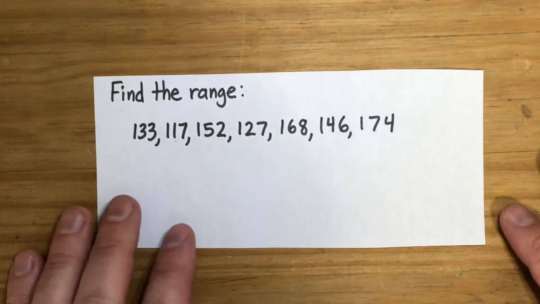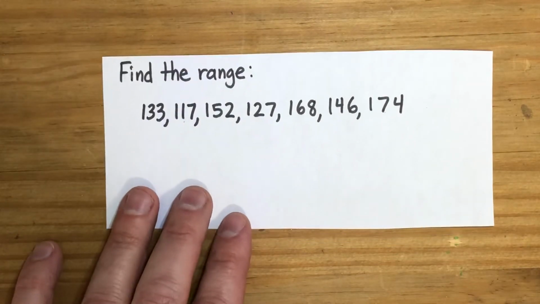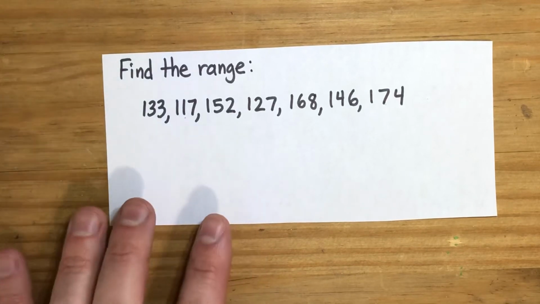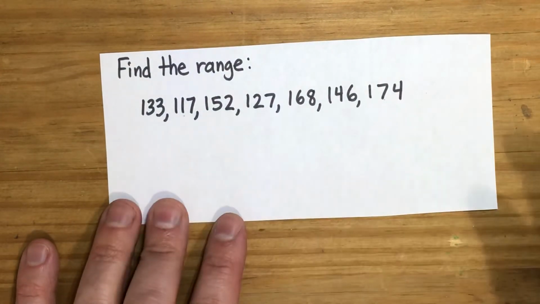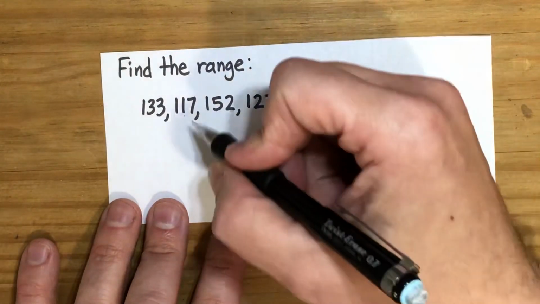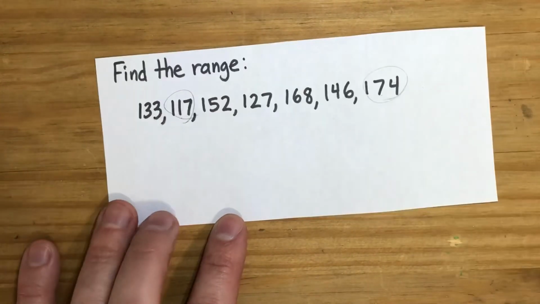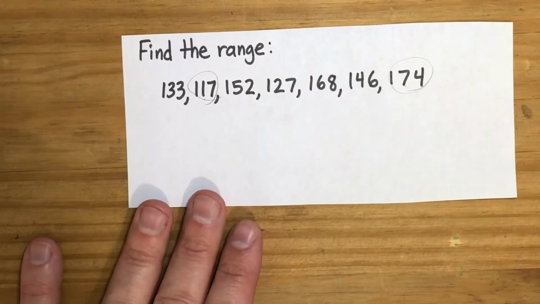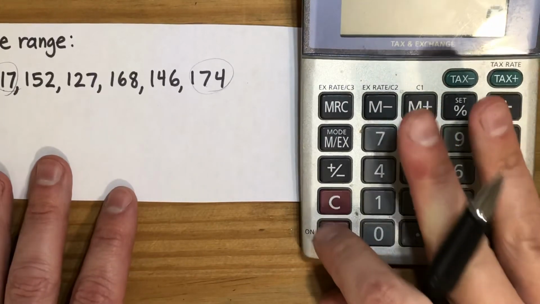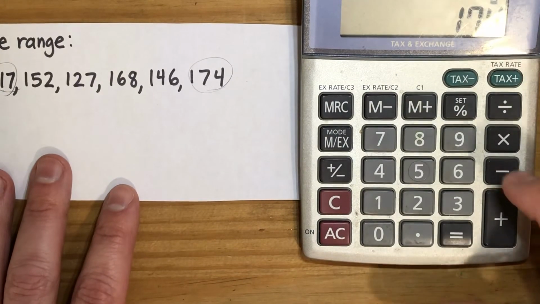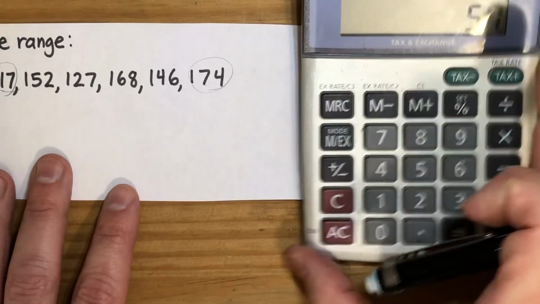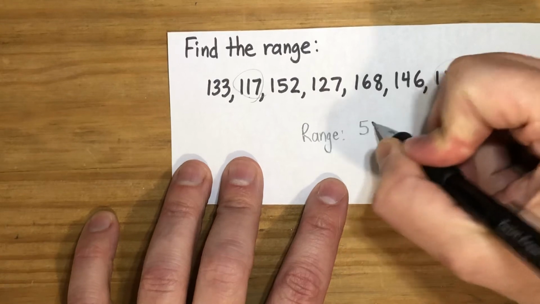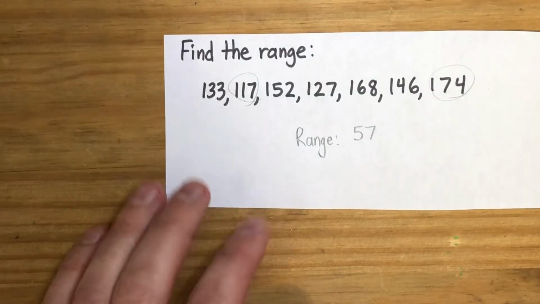So here we go, one of our last 2 examples to find range. When I look at this data, the first thing I want to do is identify the numbers that I think are the smallest and the largest. These numbers are not in order, although they look like they're in order. They're definitely not. That looks like the smallest, that looks like the largest. Let's just double check. This one's a little harder to subtract, so I'm going to break out that calculator and subtract 174 minus 117. I get a range of 57. And that data definitely is pretty spread apart.